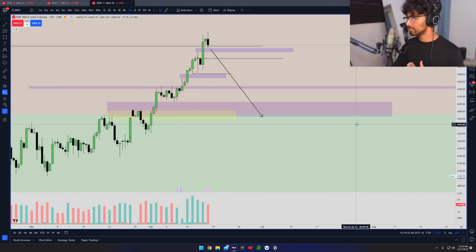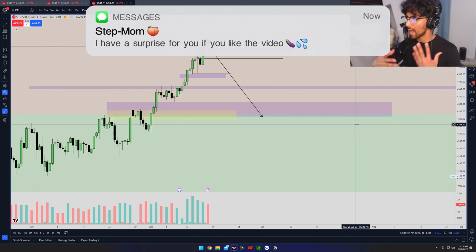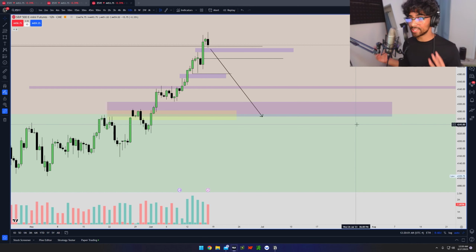These higher time frame levels are stronger, so there is a higher chance that price will react off of it. I'm not saying it is guaranteed for price to react off these levels, but there is just a higher probability because it is a higher time frame point of interest.